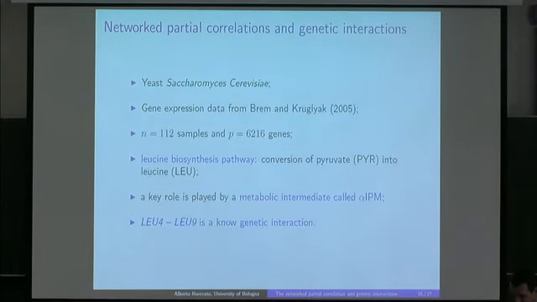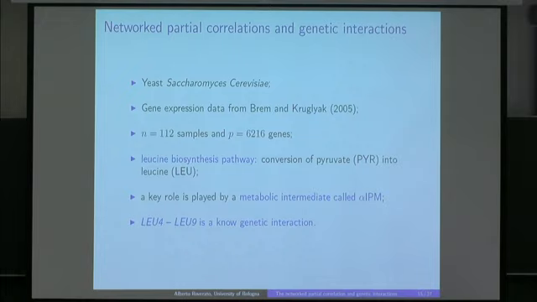Anyway, let's take a look at the problem of genetic interactions. So we consider this data, and these are data for the yeast Saccharomyces cerevisiae. It's a sample of 112 observations, and there are about 6,000 genes. We use this data set because the way the experiment was conducted allows us to investigate closely this pathway. This is a well-known pathway. It is the leucine pathway, a pathway that produces leucine in the yeast.